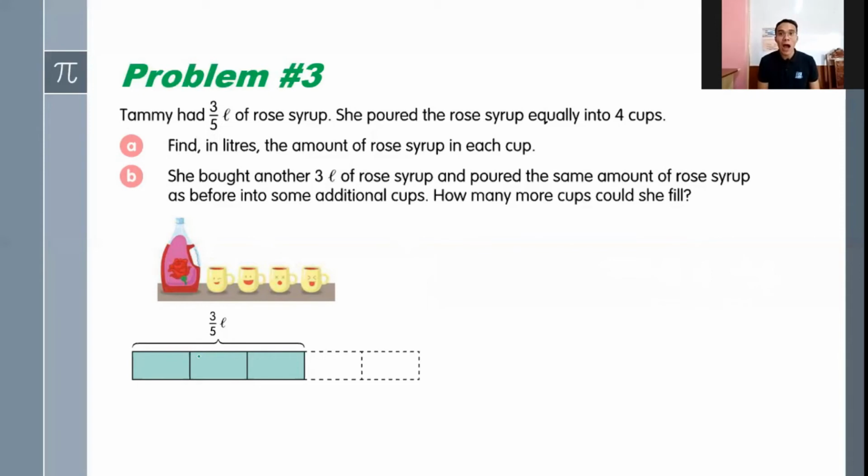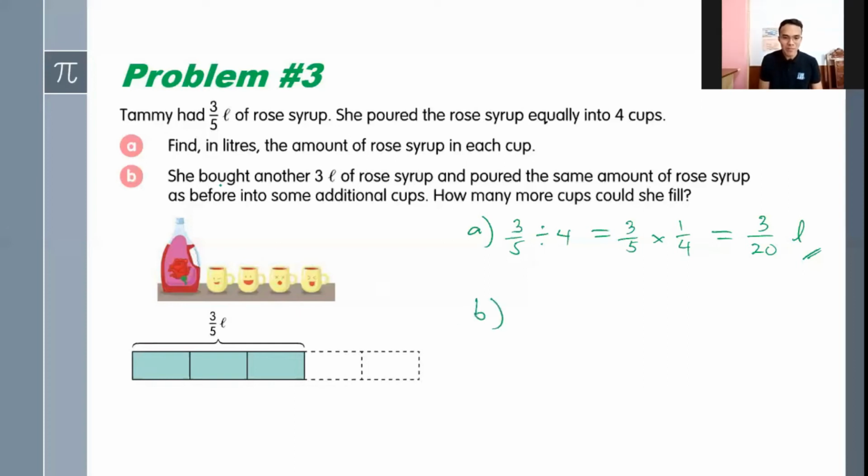So we want to know how much, or the amount of, rose syrup in each cup. For letter A, we have to divide 3/5 by 4. And dividing by 4 is the same as multiplying by 1/4. This is equal to 3/20, and the correct unit is liters. So each cup has 3/20 liter of rose syrup.